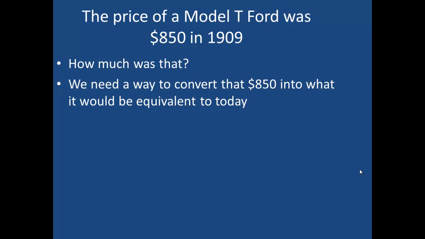This doesn't seem like much to us today. That's because prices tend to rise over time. There's been a lot of inflation between 1909 and today. However, earnings were a lot lower in 1909 too, so $850 still could have represented a lot of money back then. In fact, car sales really took off later, as the price of a Model T fell to as low as $290 in 1925. The question then is, how much was that? We need a way to convert that $850 to its value today.